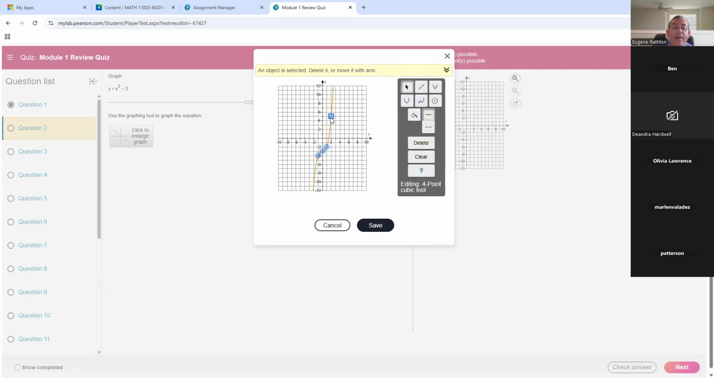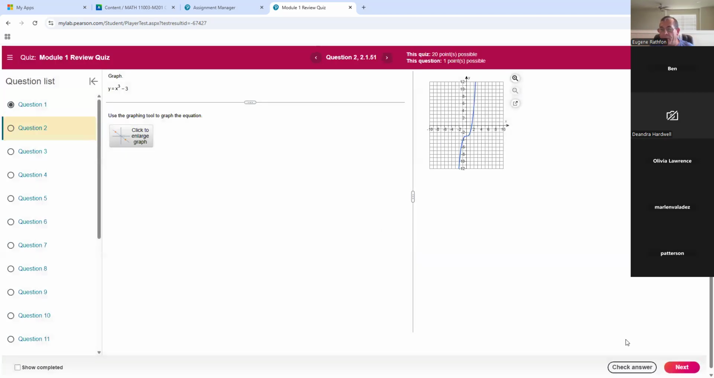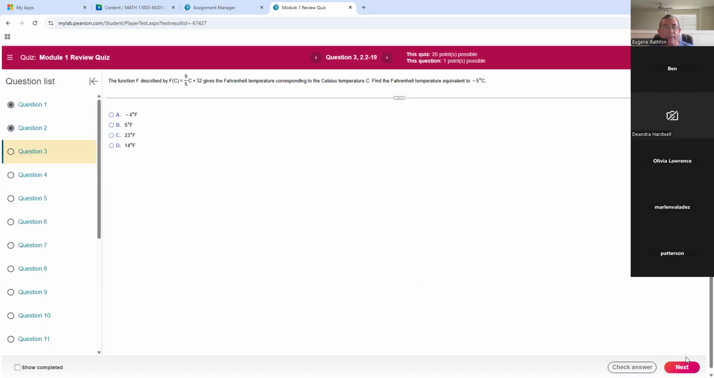And then my last point was right 2, up 5. So there I'm at 2, 5, and click. So look at that little yellow band and make sure the point is where you want it before you actually plot it, okay? All right, also I would save that, click next.